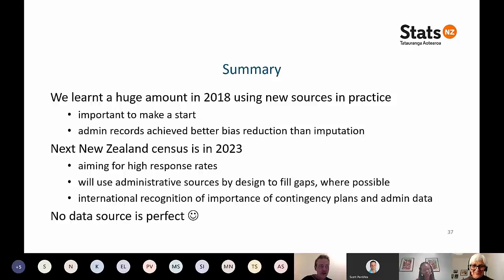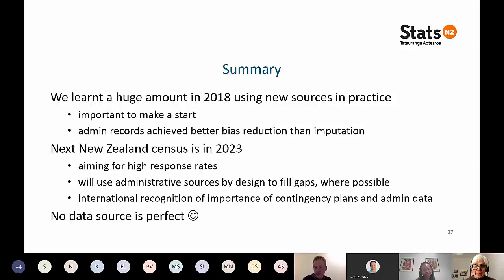One question. I might invite Tracy to chip in because I know she's made this point before. You talked about contingency planning and the use of admin data for contingency planning. I mean, potentially with COVID, etc., that might be more important for countries that are about to do their censuses than it has been in the past. Is that what you think?